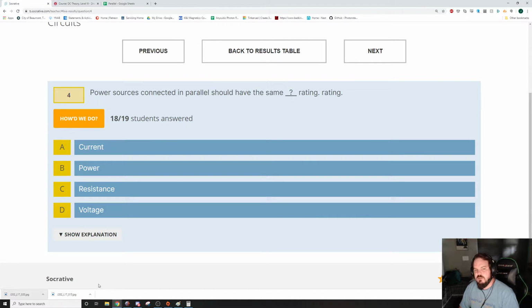Power sources connected in parallel should have the same voltage rating. Yes, you should have the same voltage rating. Things get weird when the voltage ratings aren't the same. Basically, it's just going to use one of the batteries until the battery levels get down to the same level.